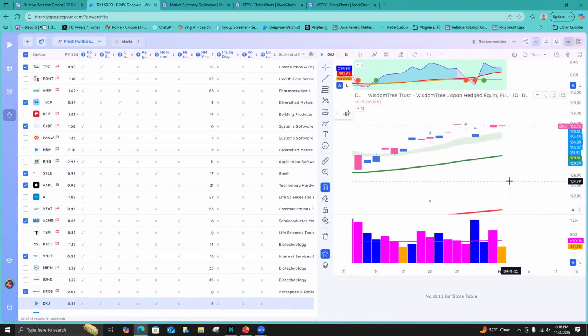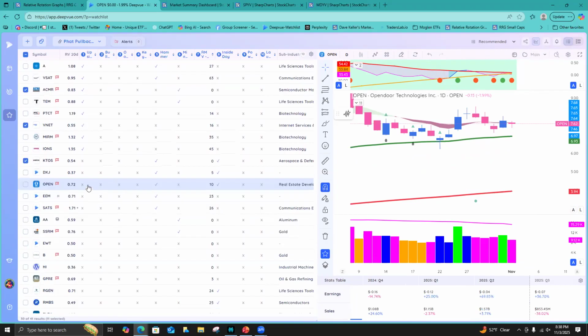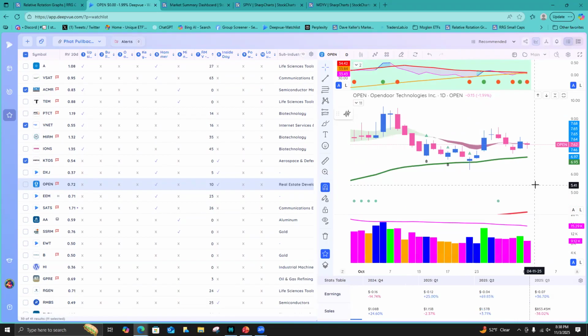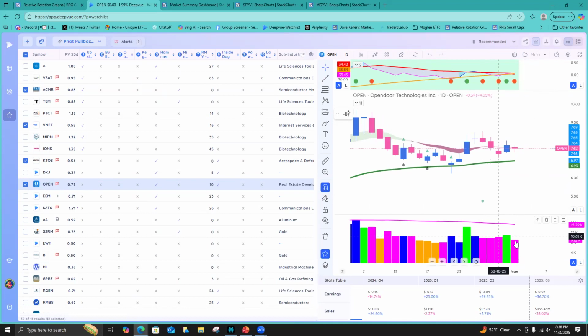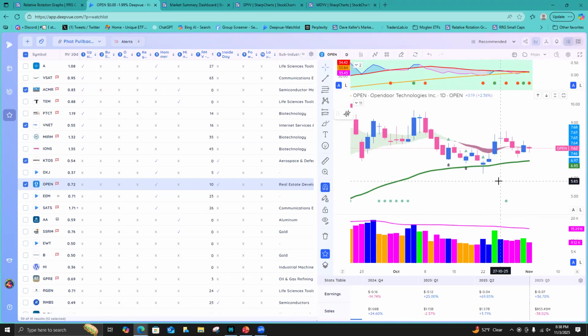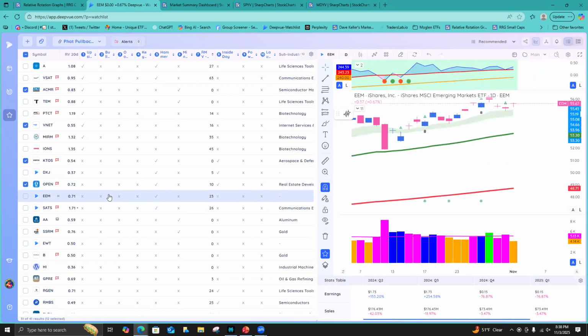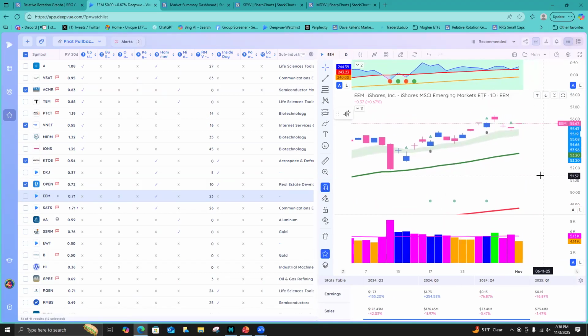Wisdom Tree Trust, Japan hedged equity futures. No. Open, off the real estate. Oh, shit. Open made the list. It's the first time I think that's ever happened. You know, just because it made the list, I'll put it on there. Bit of a low volume pullback. I mean, it's not real low volume, but low volume relatively speaking for open. Damn. Okay. EEM. Emerging markets ETF. It's interesting.